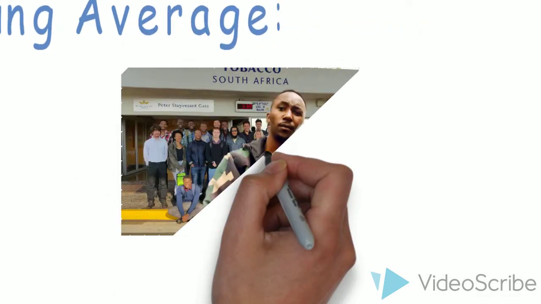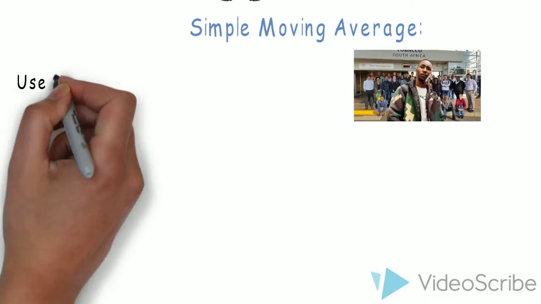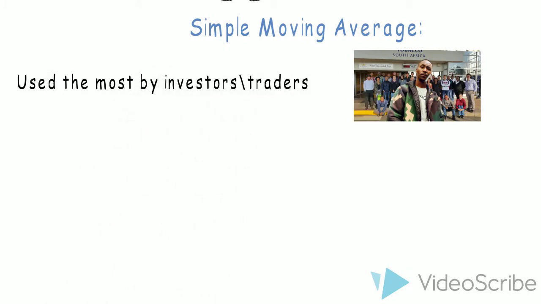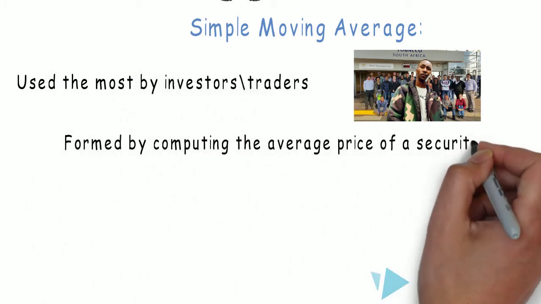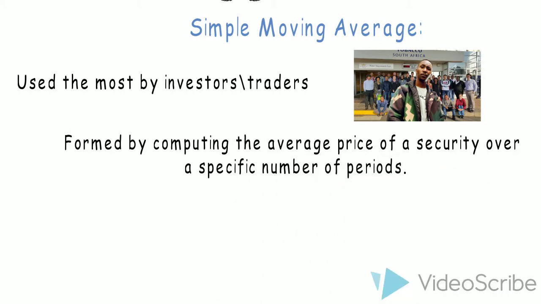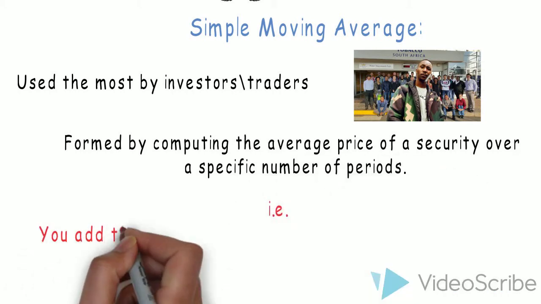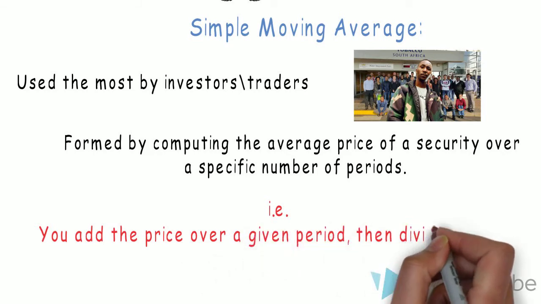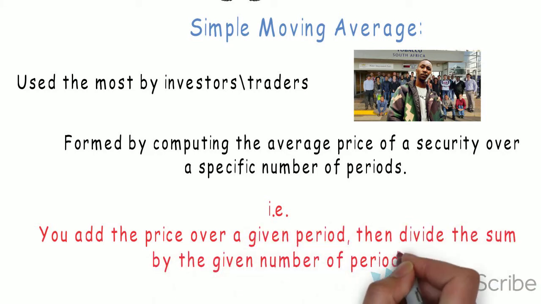Simple moving average calculation. The simple moving average is perhaps one of the oldest and most widely used by investors. The simple moving average is formed by computing the average price of a security over a specific number of periods. This is, you add the price over a given period, then divide the sum by the given number of that period. Most moving averages are based on closing prices. So for example, a 15-day simple moving average would add together the closing prices for the last 15 days. Then you divide that number by 15.